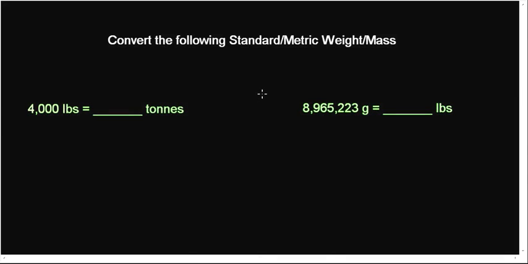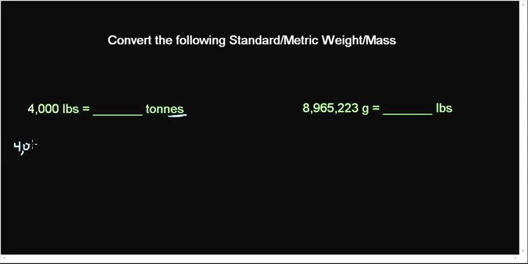In this video, it's kind of a continuation of conversions of mass and weight from standard to metric. I'm going to be using the conversion from pounds to kilograms, but I may have to convert within the system itself. In the first example, I have 4,000 pounds, and I want to convert that into metric tons. That's where this NES comes from. Remember, that's the long ton. So it's 4,000 pounds.